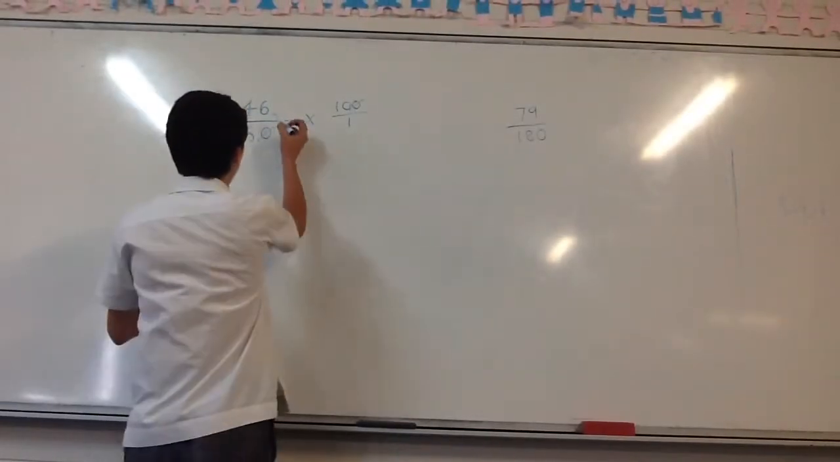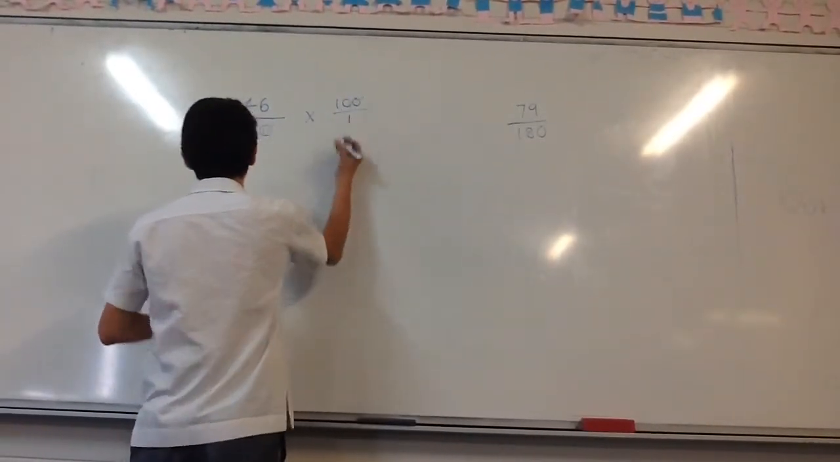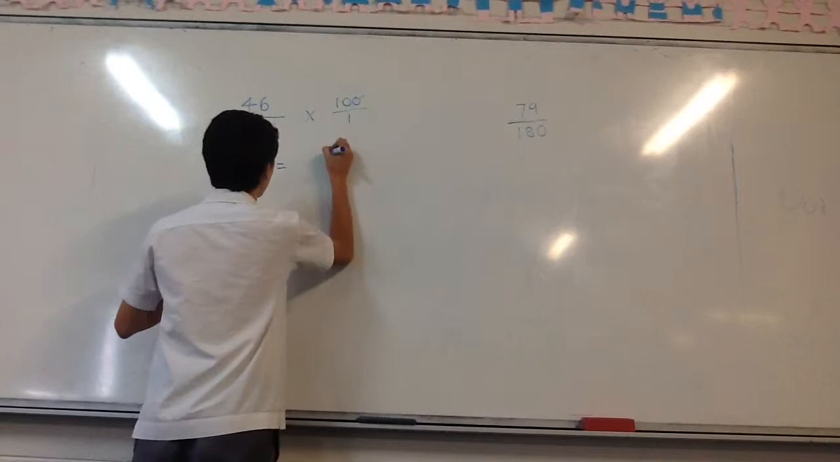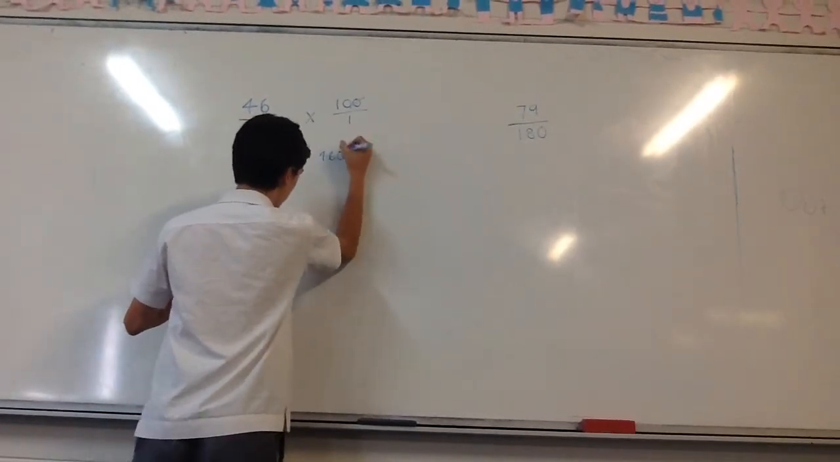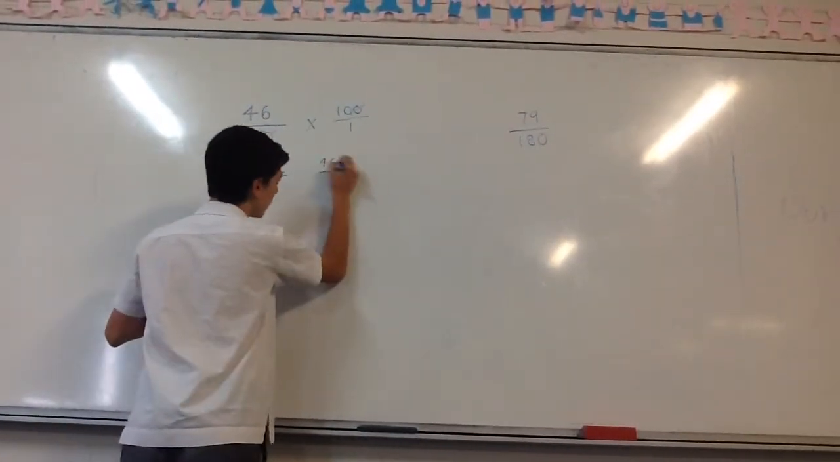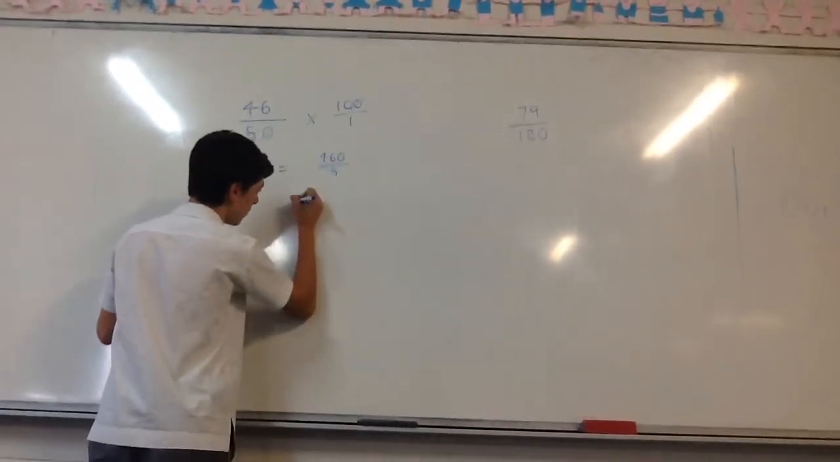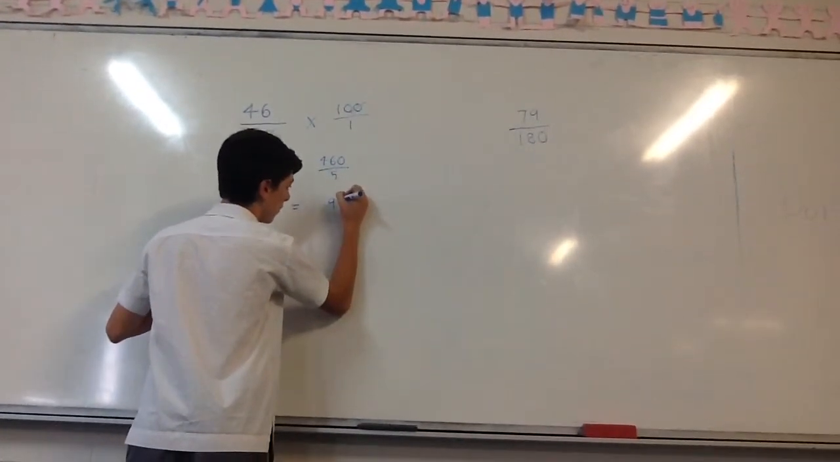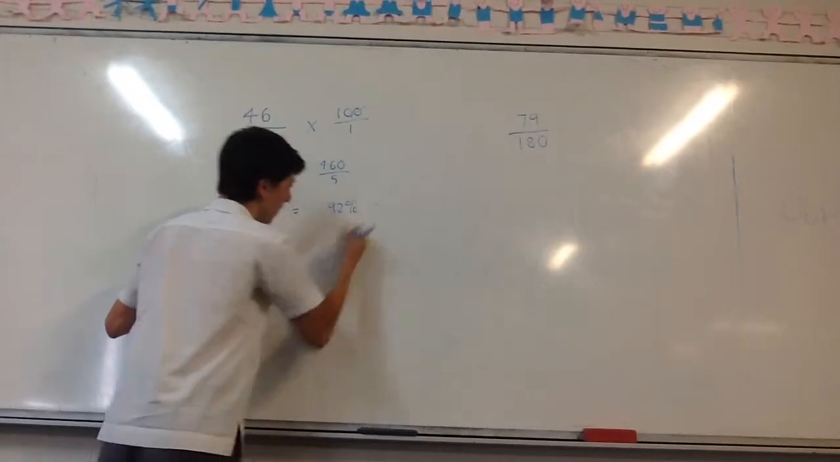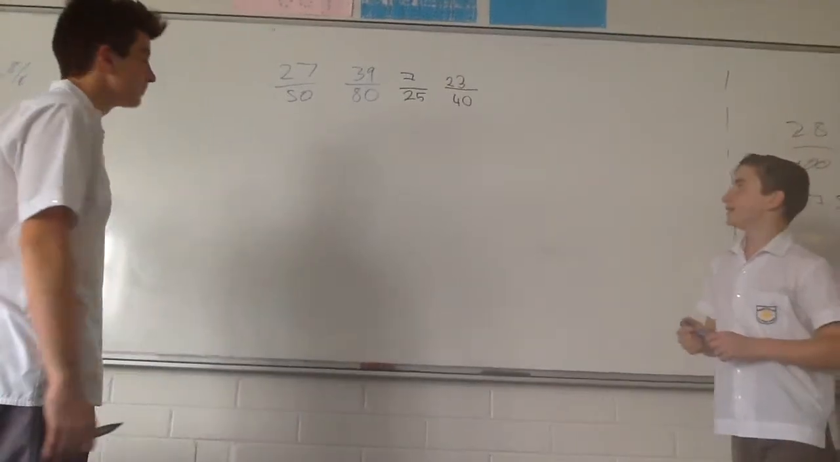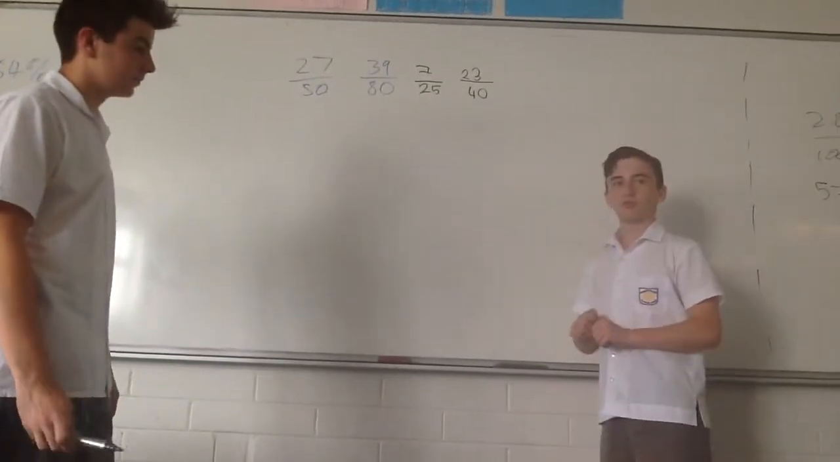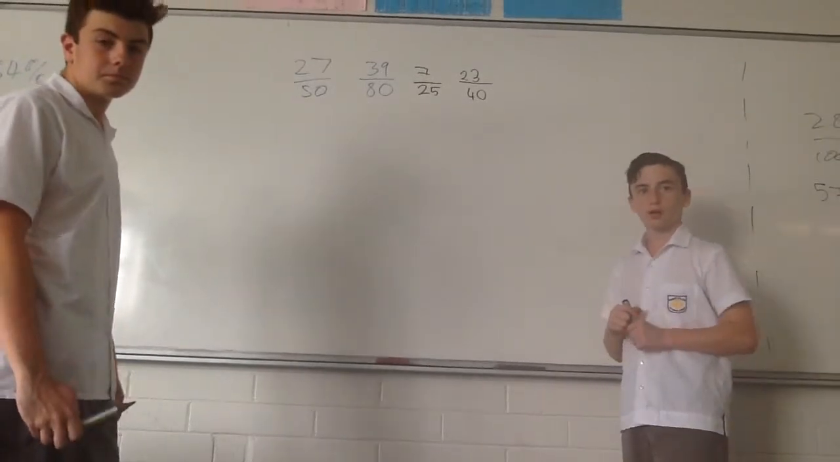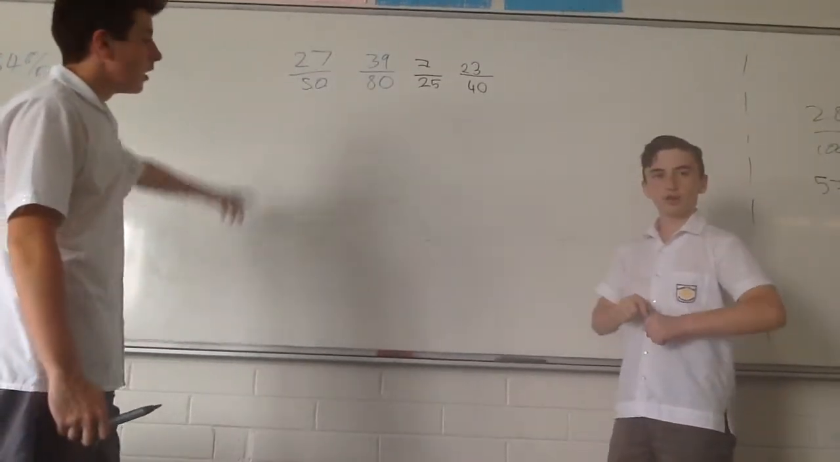Right, so then we times 46 by 10, which equals 460 over 5, which is equal to 92%. There we go. Okay, so now I've got a couple of test results and we want to find the total mark, like the grade that you got overall.